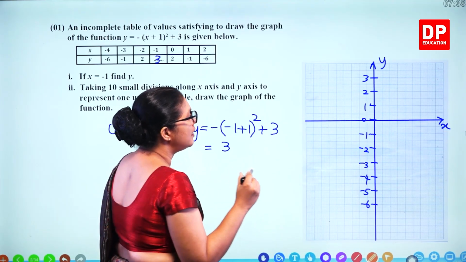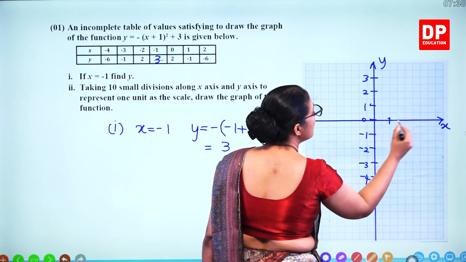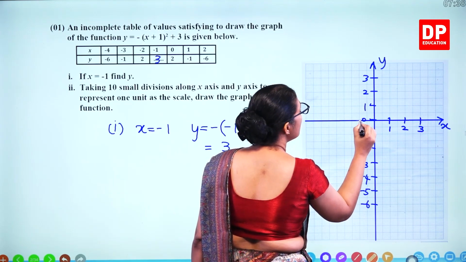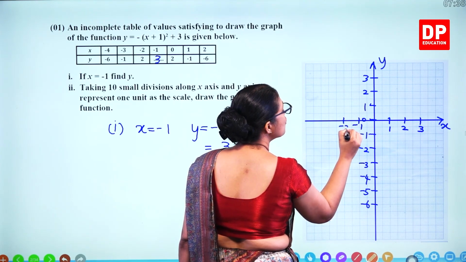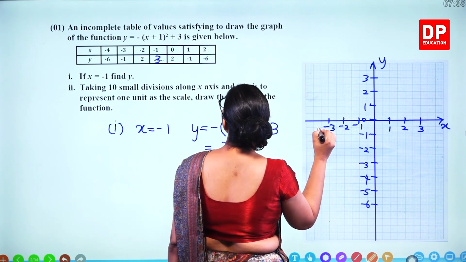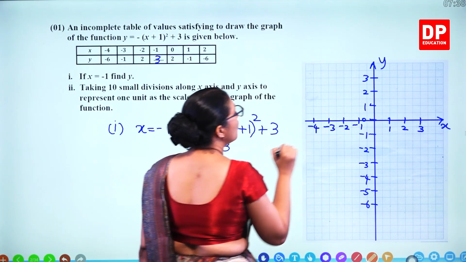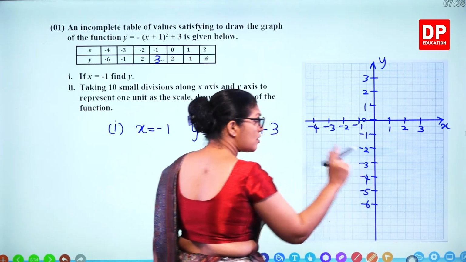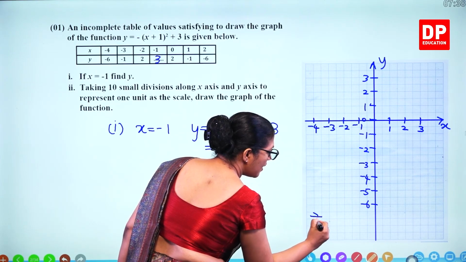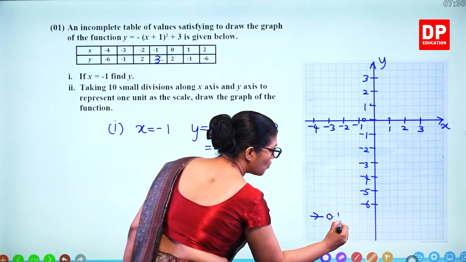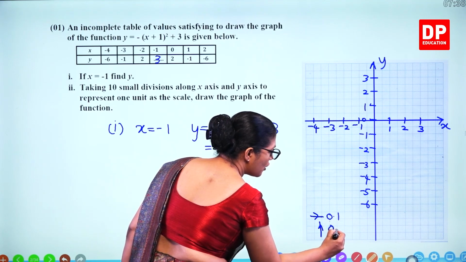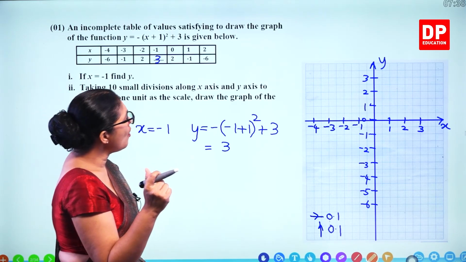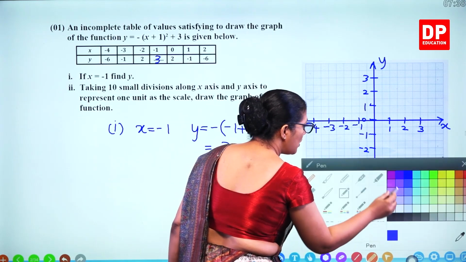Now mark the points 1, 2, 3. Here minus 1, minus 2, minus 3, minus 4. Now this is the scale. 10 squares is 1 unit, which means this way 1 over 10, that means 0.1. This way also 0.1. A very small square is 0.1. Now we can mark the points.